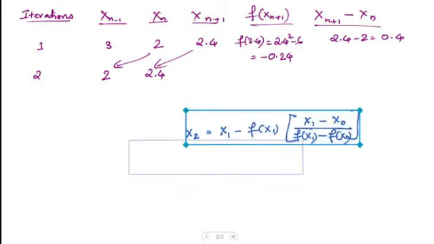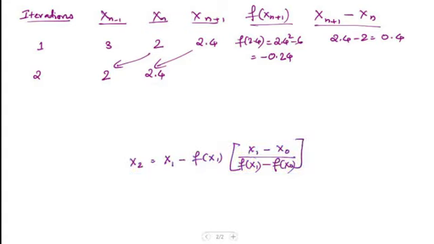Now we are trying to find x3, but I wouldn't write it as x3 here. Instead I would just write it like in the formula: xn plus 1 equals xn minus f of xn times xn minus xn minus 1, divided by f of xn minus f of xn minus 1. Now if you look into our table, we are trying to find this number here, which is xn plus 1.